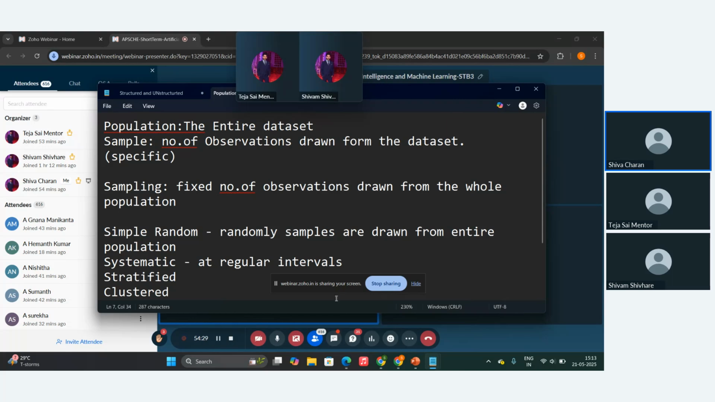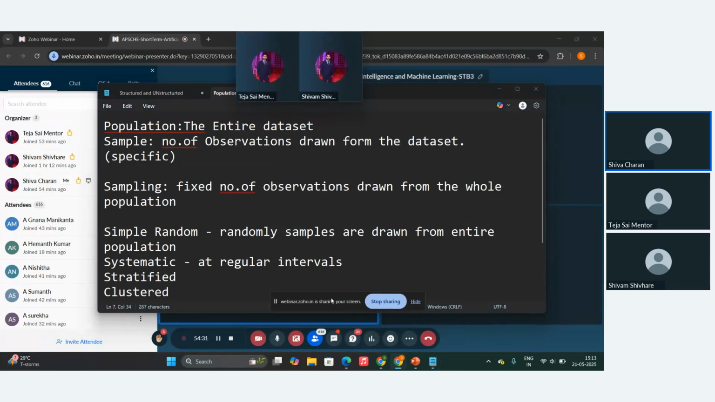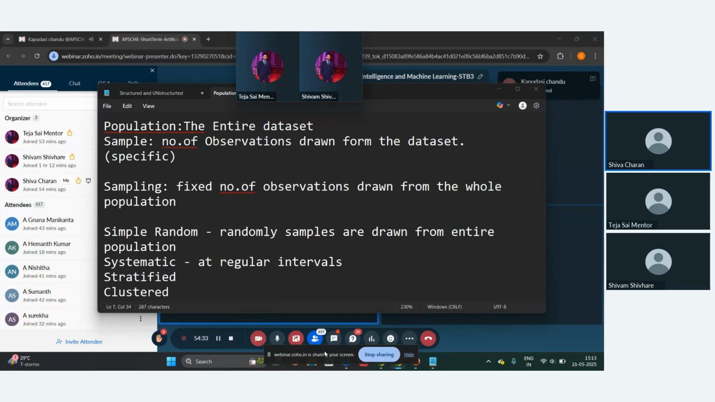The best example is in a market yard or a supermarket, while you are about to pay your bills, you'll be standing in the queue. When a new counter is opened, he'll consider alternately every second person. You can consider that as an example. Systematic means at regular intervals.